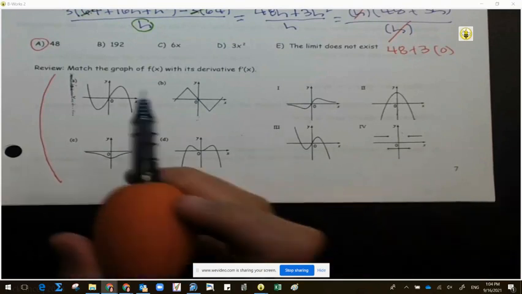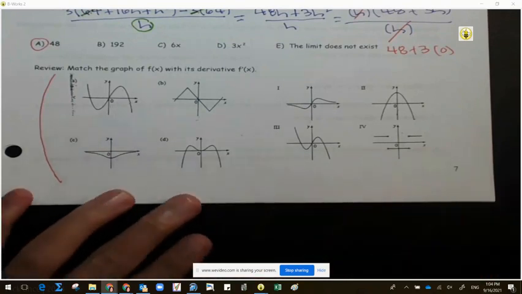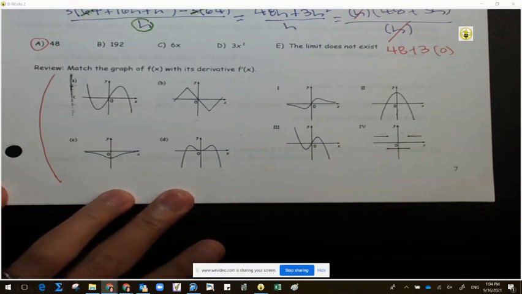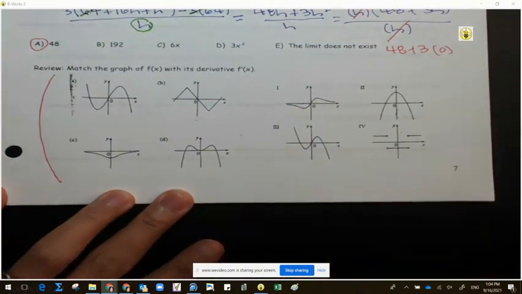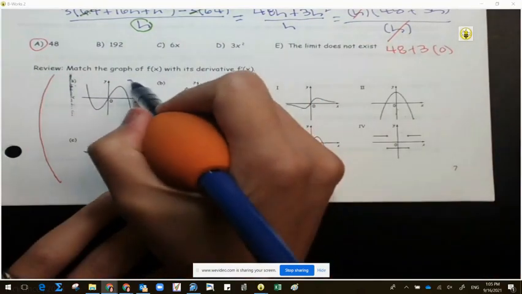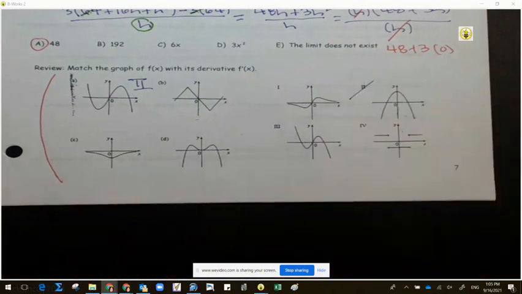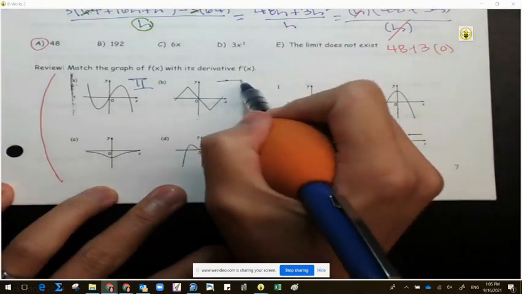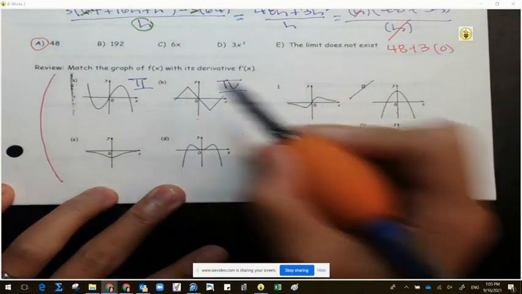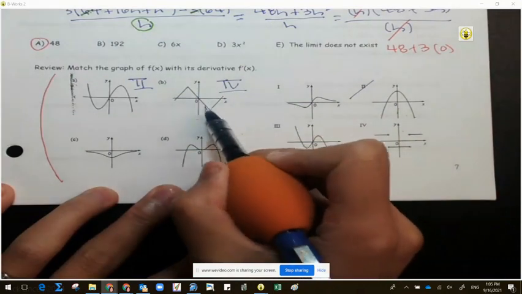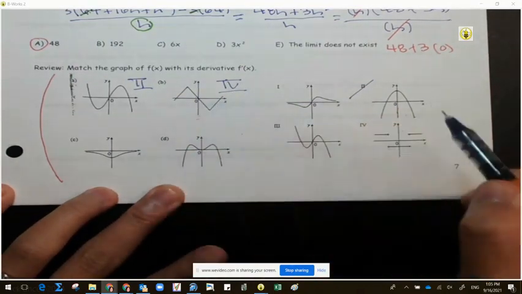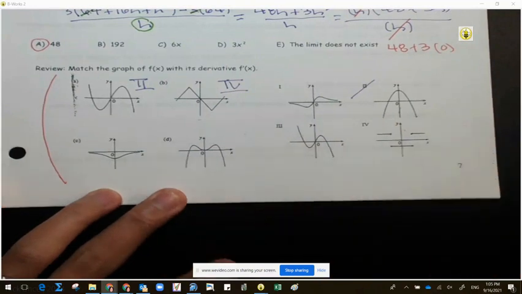All right, Max. Graph A matches with which derivative graph? Should it be 1? Because it behaves similarly? No. How many terms do I have here? 2. Which is the only one with one term? 2. Voila. So we know that one's gone. What about Marcy? B matches to what? 4. 4 it is. And if you're going positive slope, it's above the 0. Negative slope, below the 0.